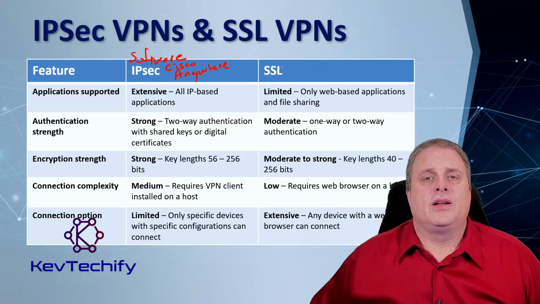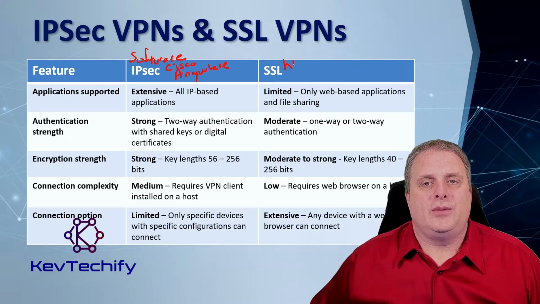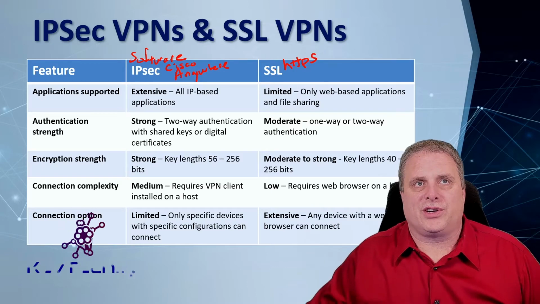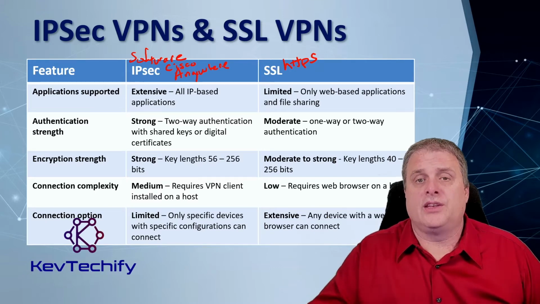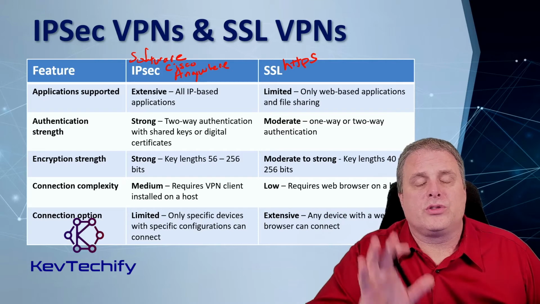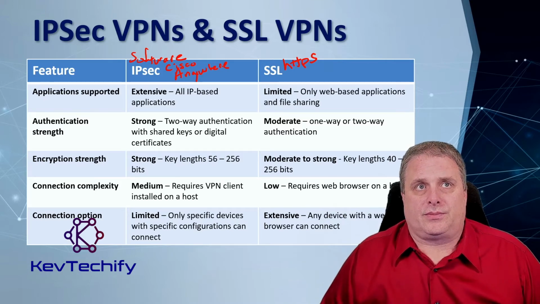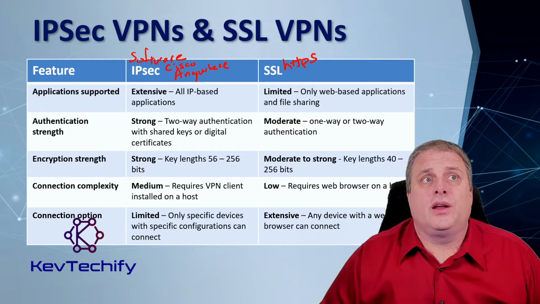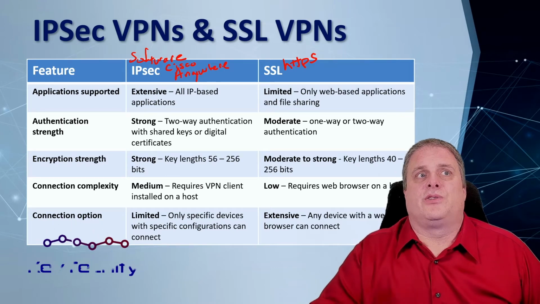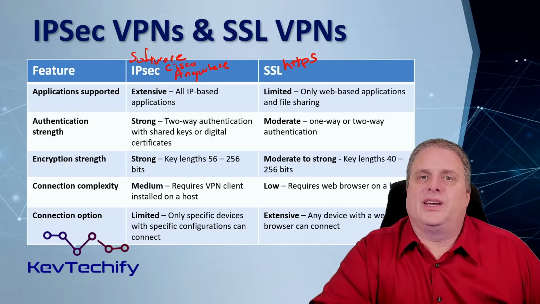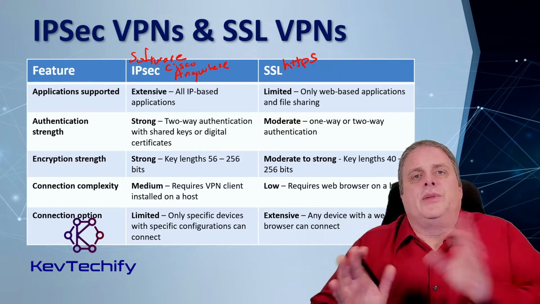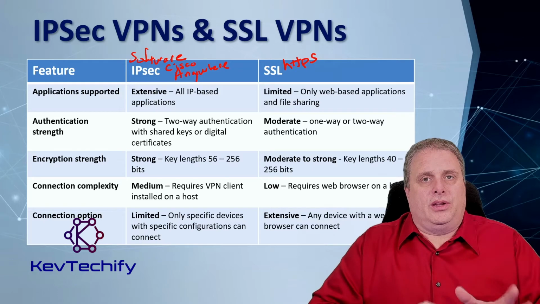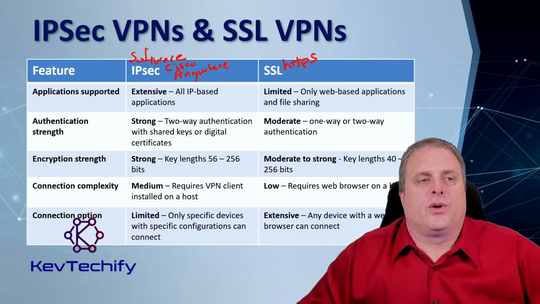Here, SSL, this is your HTTPS connection. It uses the public key infrastructure and digital certificates to authenticate users into the network or the portals they're allowed to connect into. Now, the type of VPN you implement is based on the access requirements of the users and the organization's policies. There's some advantages and disadvantages to both, and you need to decide which is the best for your organizations.